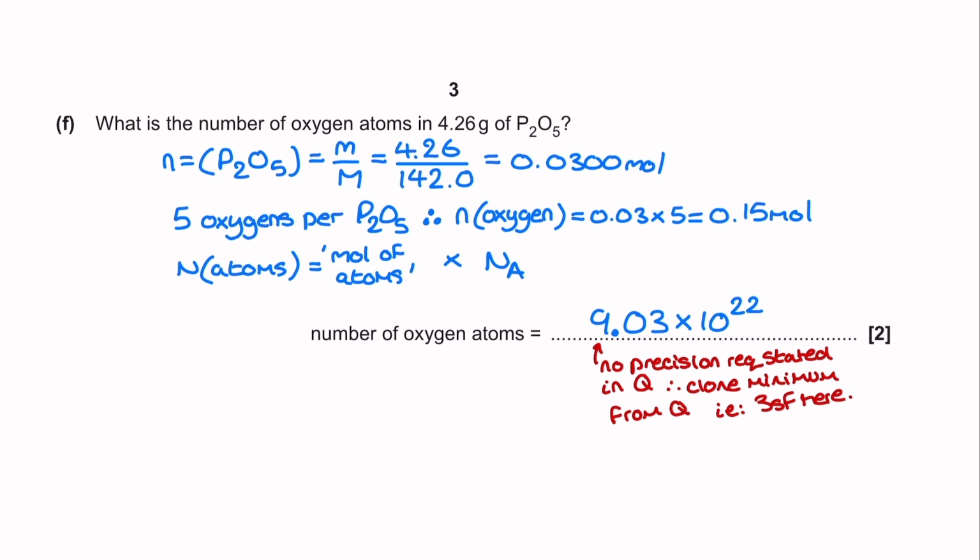To convert that then into a number of atoms, so I've got my moles of atoms at the moment, but then to convert it to a number of atoms, I multiply by the Avogadro constant, which can be found on your chemistry data sheet. The correct answer here is 9.03 times 10 to the power of 22. And since I was given no precision requirement, what I need to do is match the minimum precision that's been used by the question, which in this case was 3 sig fig.